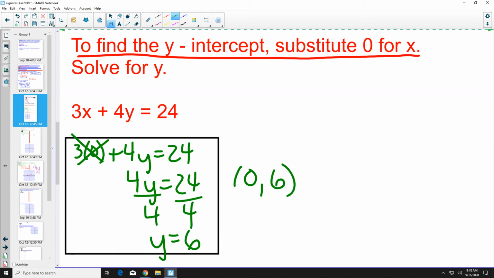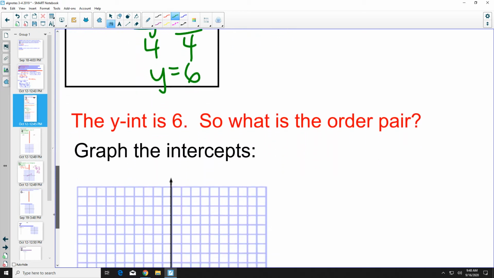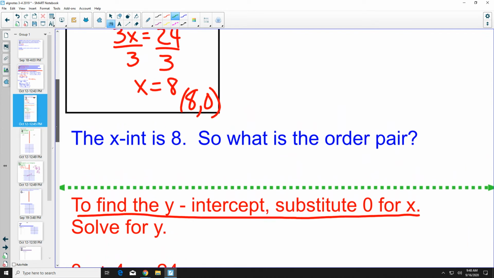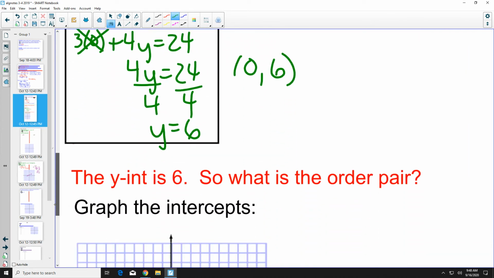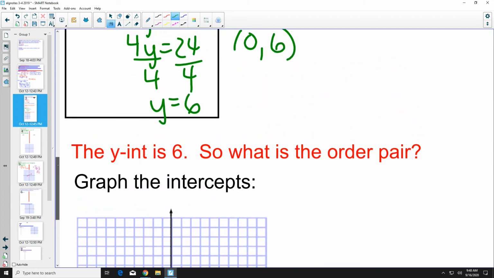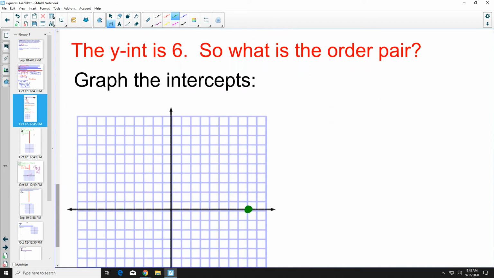Why do we find x and y intercepts? This is one way to graph. If I can find the x and y intercept, it's an easy way to graph. So I'm going to graph my x-intercept 8, 0. 8, 0 would be right 8, don't go up or down. Then I'm going to graph my y-intercept, which is 0, 6. 0, 6 means don't go left or right, go up 6. If I connect those 2 points, that is the line. It should be a straight line.